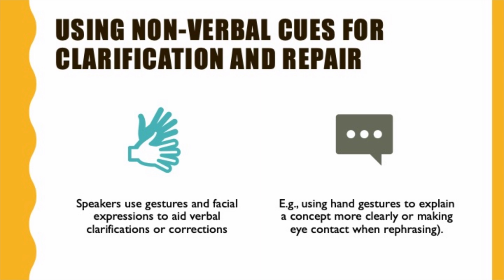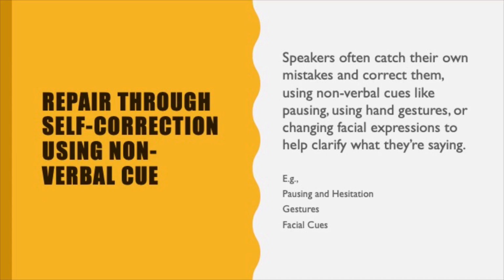Furthermore, nonverbal cues can also be used by speakers in conversation to signal clarification and repair. Speakers, in fact, use gestures and facial expressions to aid verbal clarifications or corrections. For example, using a hand gesture to explain a concept more clearly and making eye contact when rephrasing the same concept. In addition, repair can also be achieved through self-correction using nonverbal cues. Speakers often catch their own mistakes and correct them using nonverbal cues like pausing, using hand gestures, or changing facial expressions to help clarify what they're saying.